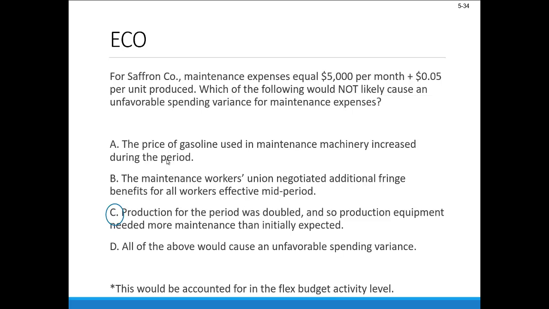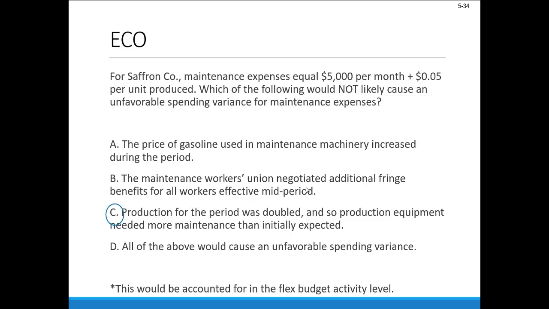Let's look at the other possible answers just to make sure we're clear on why those aren't the ones. A said the price of gas used in maintenance machinery increased during the period. Yeah, we could certainly have a spending variance there, right? It'd be unfavorable if the price of gas is going up.